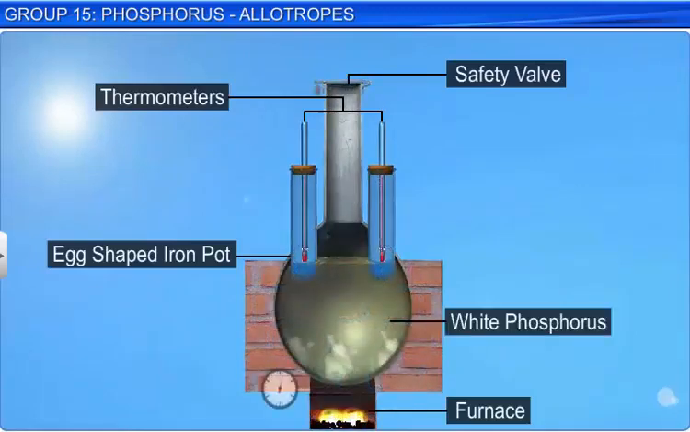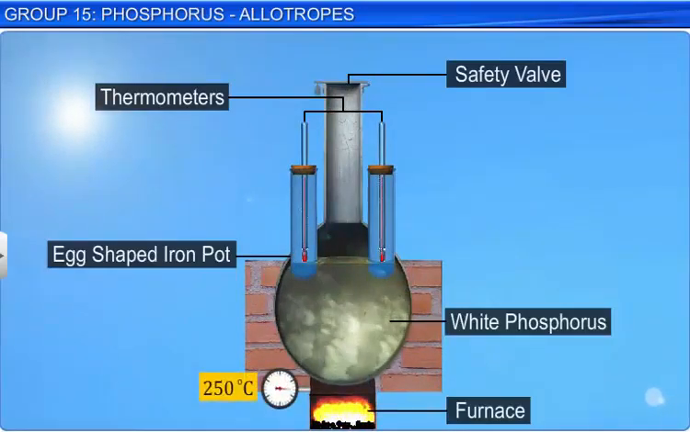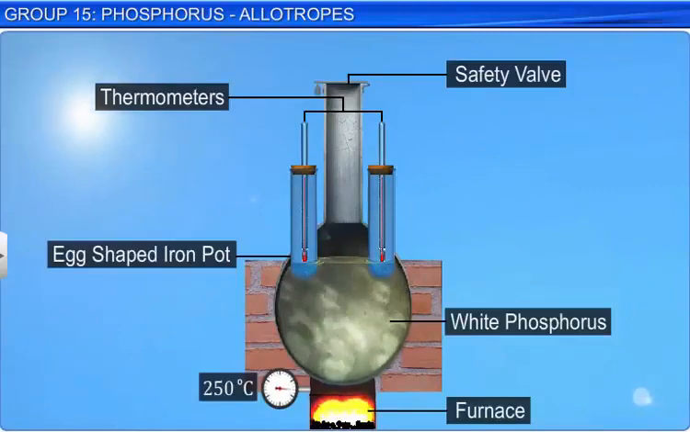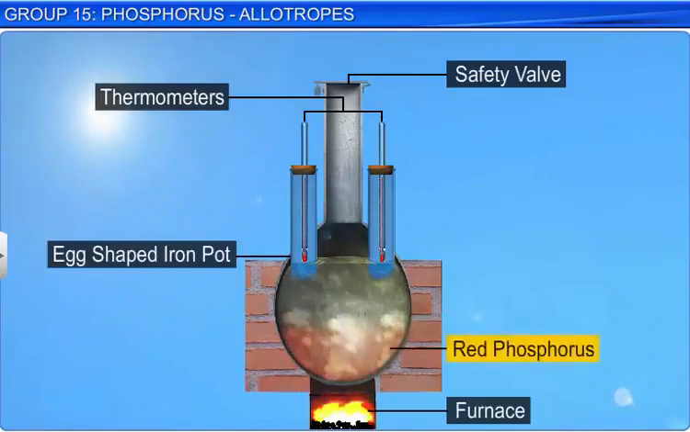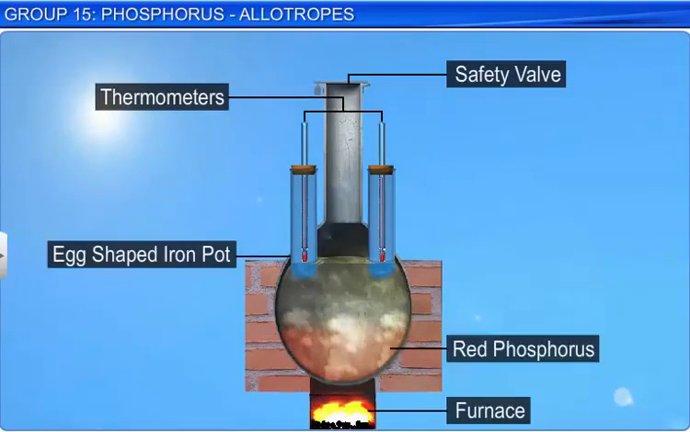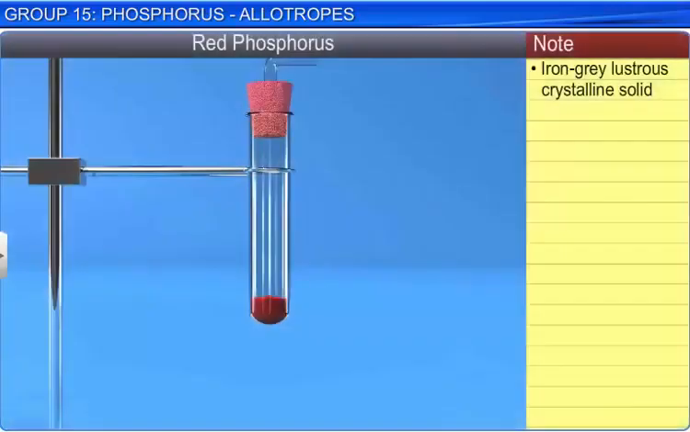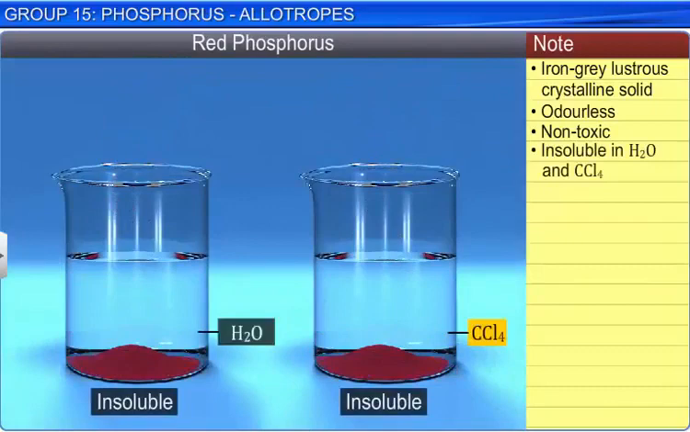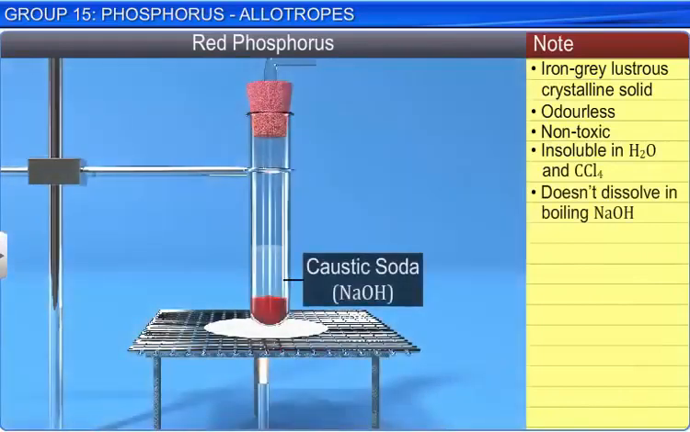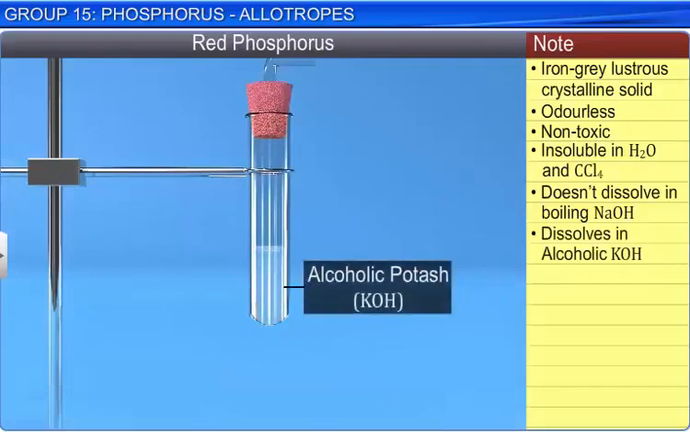When white phosphorus is heated to about 250 degrees Celsius in the presence of sunlight, a stable allotrope of phosphorus is obtained, which is called red phosphorus. Red phosphorus is an iron-grey, lustrous crystalline solid that is odorless, non-toxic, and insoluble in water as well as in carbon tetrachloride. It doesn't dissolve in boiling caustic soda, but dissolves in alcoholic potash.